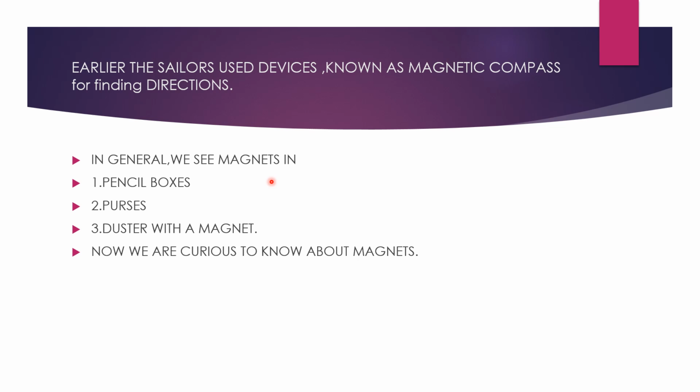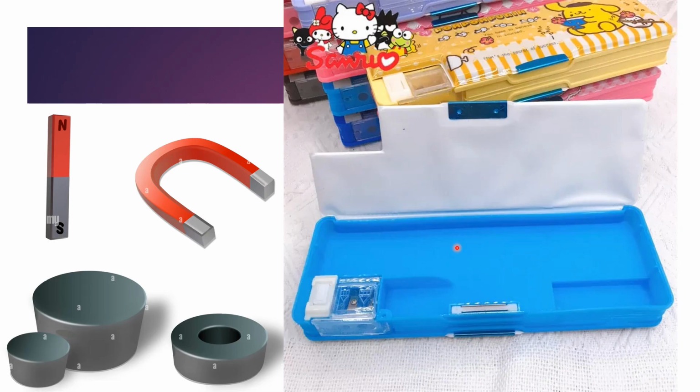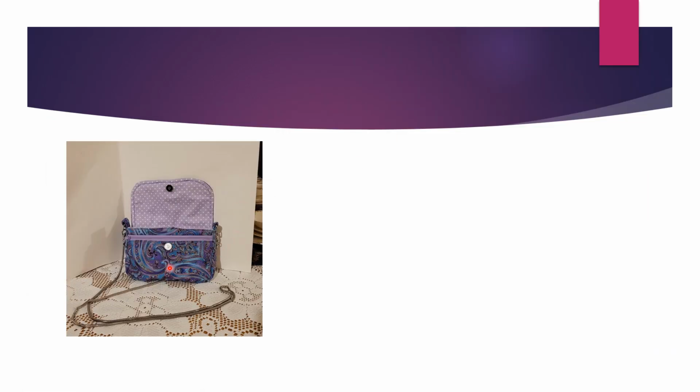Where do you find them? In some pencil boxes, in a purse, in a duster which also comes with a magnet. So we are curious to know about magnets. These are some pictures you are familiar with. Are you curious how this flap gets closed suddenly? Because of these, here you can see the magnet placed in the pencil boxes. These are some different shapes of magnets. You can also see it in these ladies' purses, which is also a magnet part.